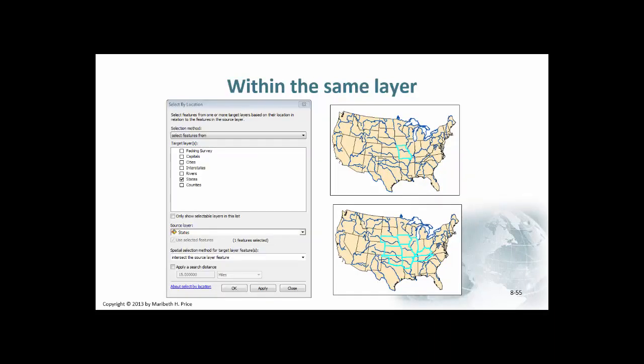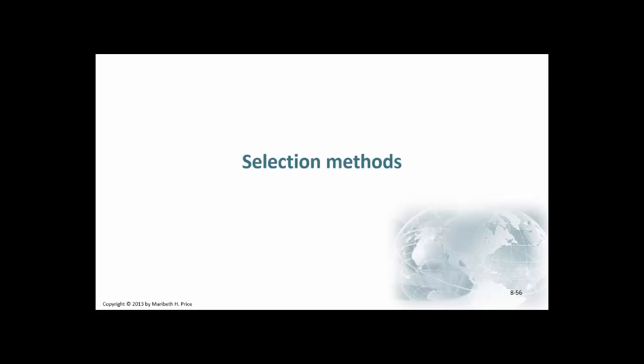Here, Missouri is previously selected, and we use the Select by Location to pick states, our target layers, that intersect states, our source layer. Since Use Selected Features is checked, the source is only Missouri. Select Method is very important and will help you, so pay attention to that option at the top of the dialog boxes.